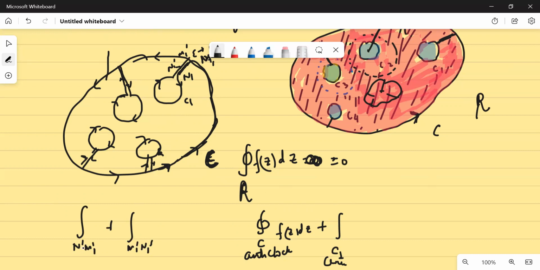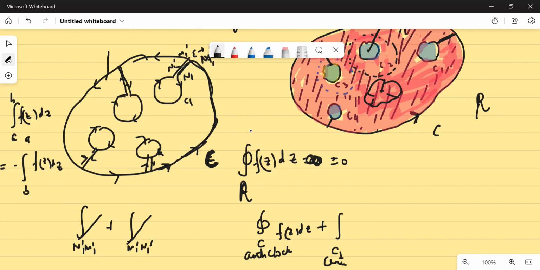Okay, so this will be there. I'm not denying that. I'm saying this integration would be there. This integration would be there. And this integration gets cancelled with this integration, because yesterday I told you integral a to b f(z) dz is equal to minus integral b to a f(z) dz. So this integral would cancel out.